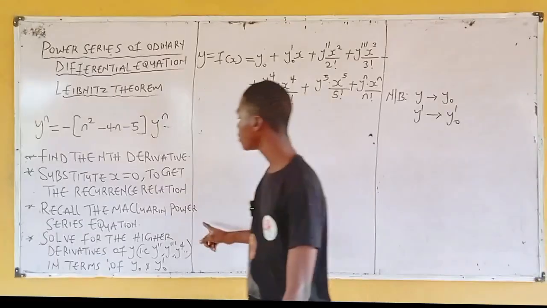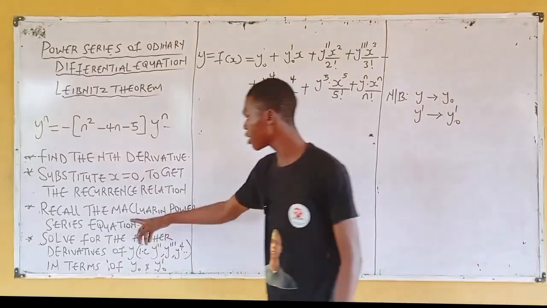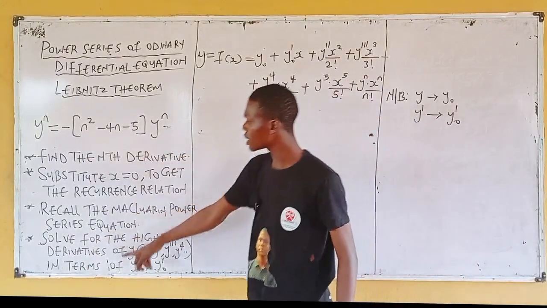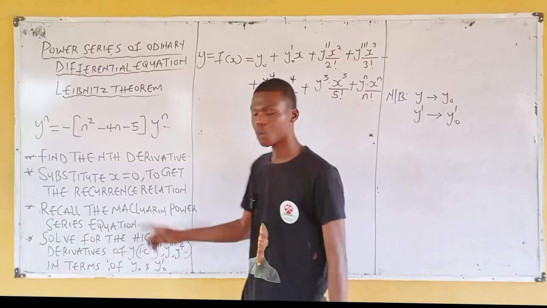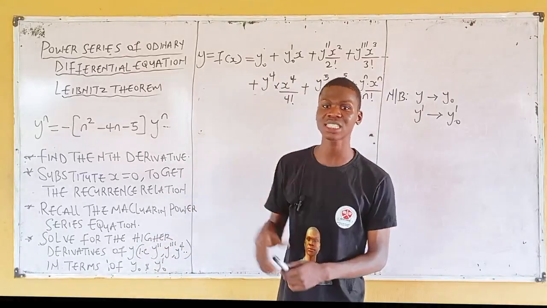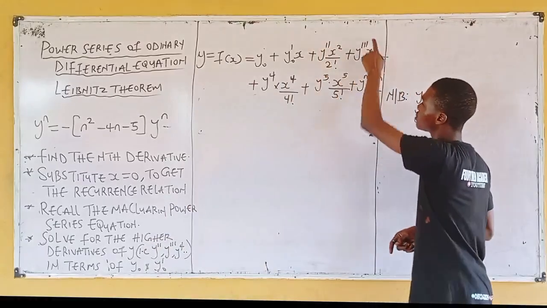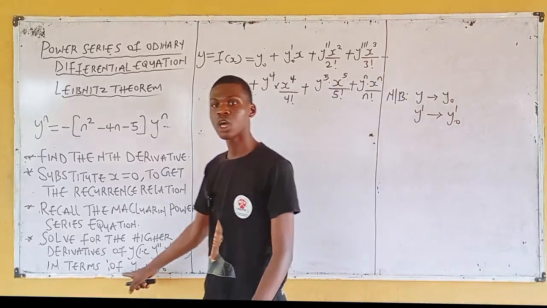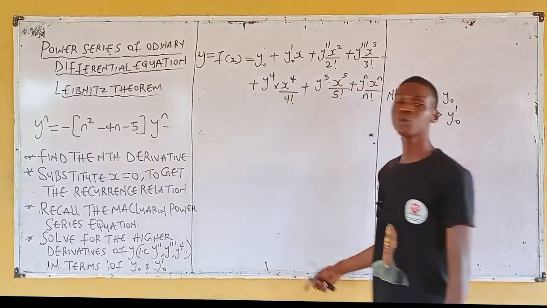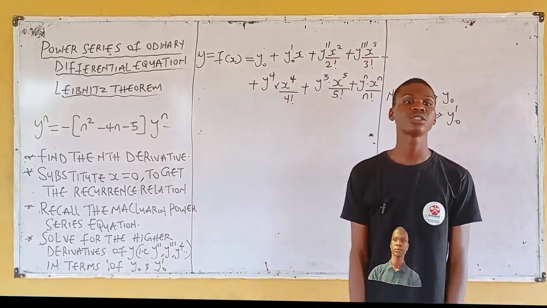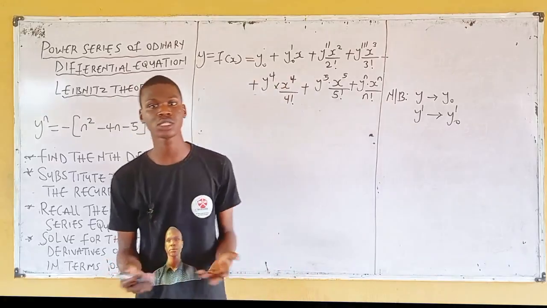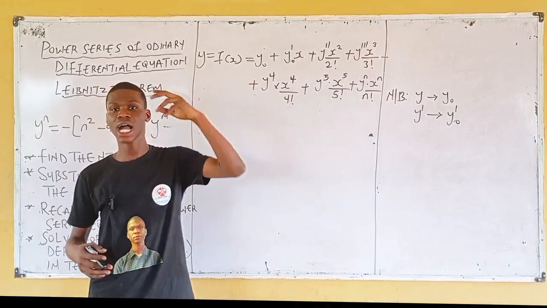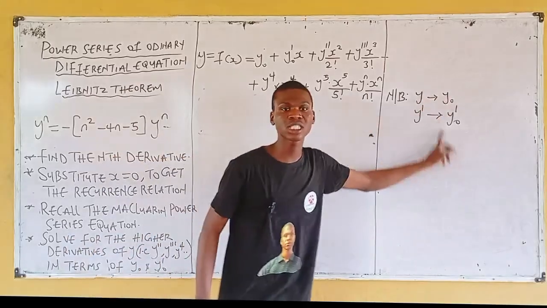We call this the Maclaurin power series solution, or Maclaurin power series equation. The last step now says to solve for the higher derivatives. When we say higher derivatives, we mean the derivatives of y starting from the second, third, fourth, fifth, and sixth derivative, all of which must be expressed in terms of y naught and y prime naught. So how do we get that? We use the recurrence relation. It helps us find the second derivative, third derivative, or in general, the higher derivatives of y in terms of y naught and y prime naught.